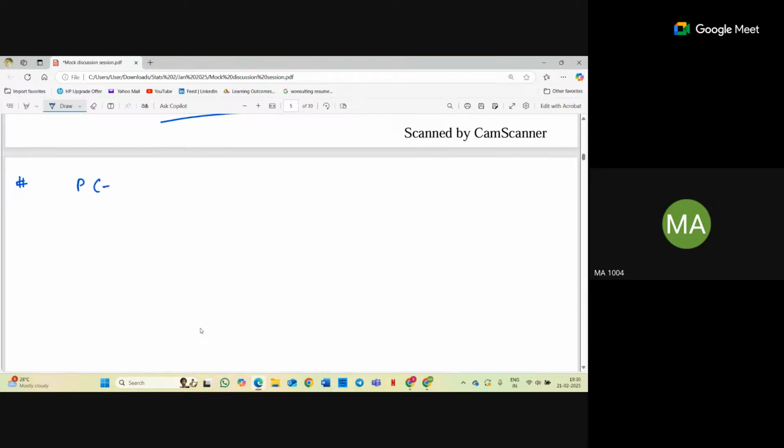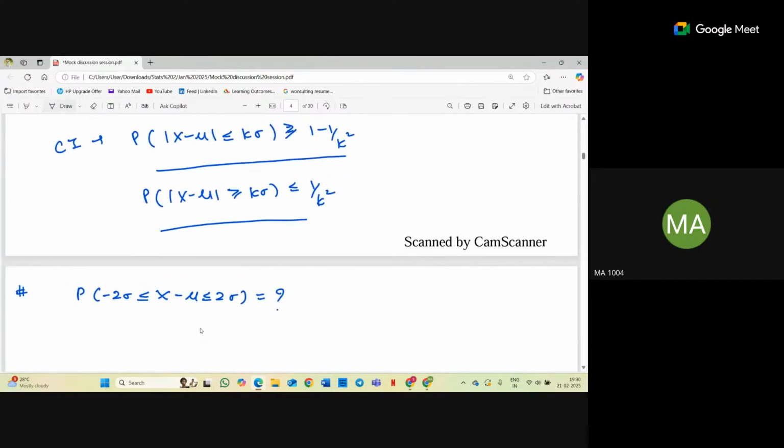So it is given that probability of minus 2 sigma, okay, so we have to find out this one, right? And if you see here, this is the Chebyshev's inequality, correct? Now I can write this as probability of mod of x minus mu is greater than or equal to 2 sigma. Can I write it like this?